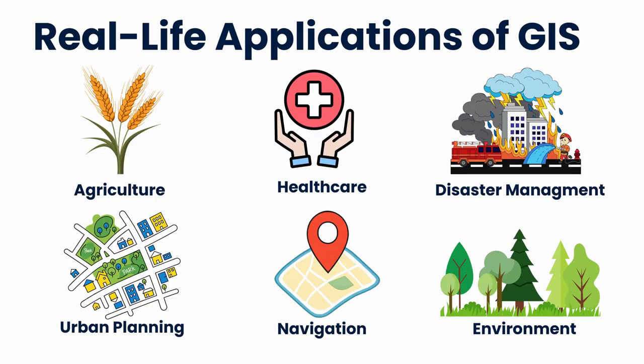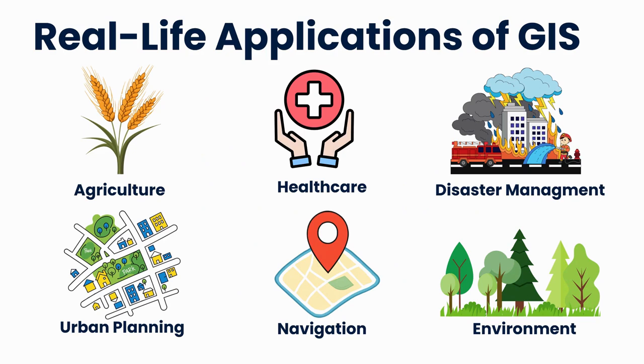So today GIS is used in almost every field. In agriculture, it helps farmers monitor crops. In healthcare, it helps track diseases. In city planning, it helps design better roads and buildings. In disaster management, it helps identify affected areas quickly. And of course, every time you use Google Maps, you are using GIS without even realizing it.